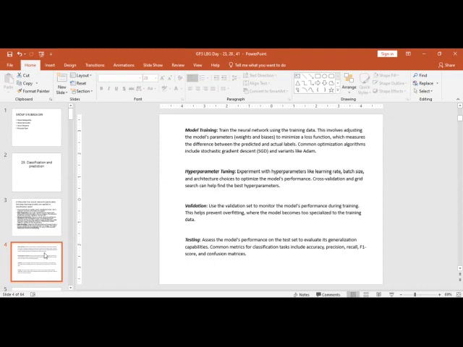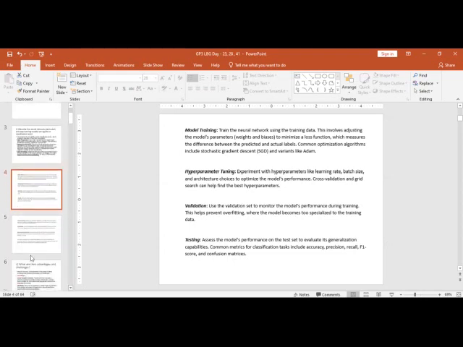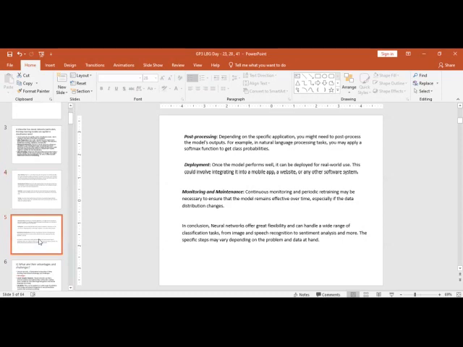Another step is testing. You have to assess the model's performance on the test set to evaluate its generalization capabilities. Common metrics for classification tasks include accuracy, precision, recall, the F1 score, and confusion matrices. Post-processing. Depending on the specific application, you might need to post-process the model's outputs. For example, in natural language processing tasks, you may apply a softmax function to get class probabilities.